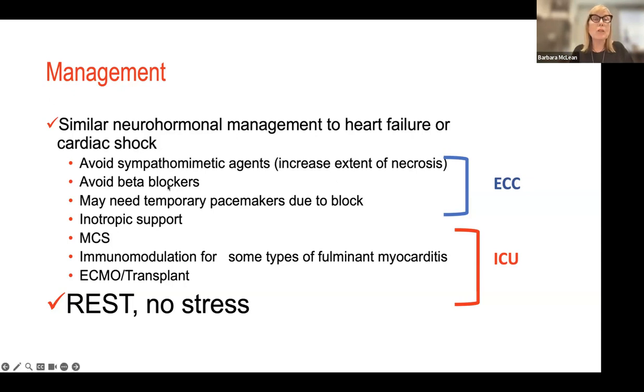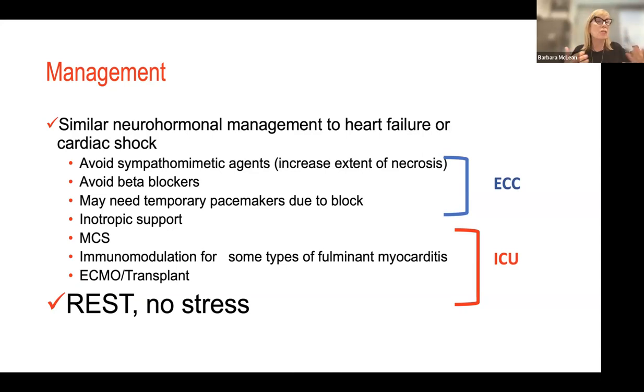So you would like to avoid as much as possible sympathomimetics. Now that would be agents, I mean, that's everything you use for blood pressure: epinephrine, norepinephrine, dobutamine, dopamine. Those are all sympathomimetic. They mimic the sympathetic nervous system. You would like to avoid them as much as you can. You also don't want to block beta stimulation because they already have beta down regulation. So you have to be really aware.